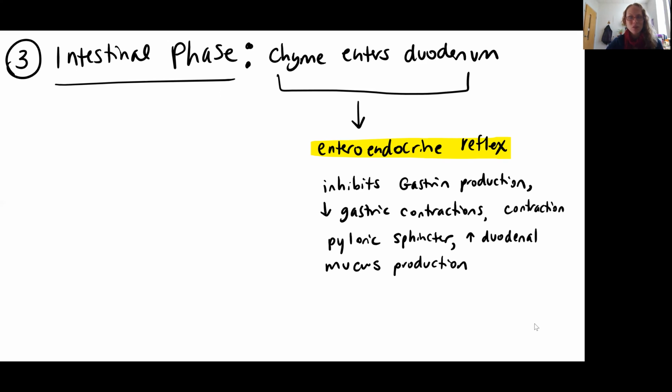So inhibit gastrin, as well as then slowing down gastric secretions and motility. You're going to have contraction of the pyloric sphincter. So this is going to prevent additional material from entering the duodenum and also increase the duodenal mucus production, because now you've got this acidic chyme coming into the duodenum, and we really need to raise the pH of that material.